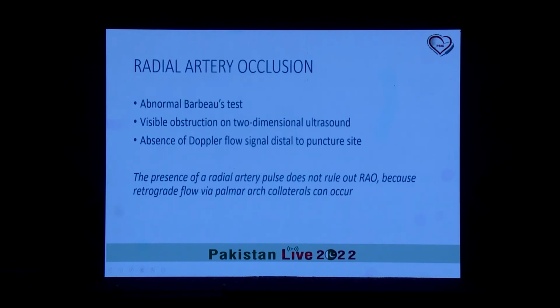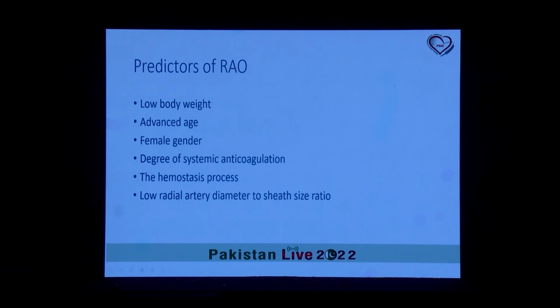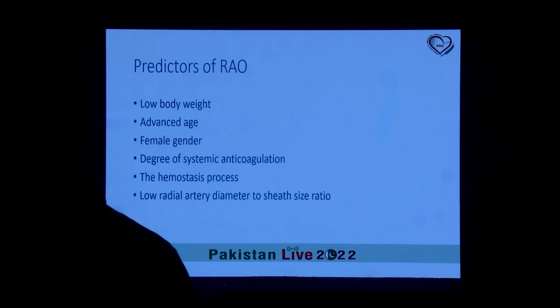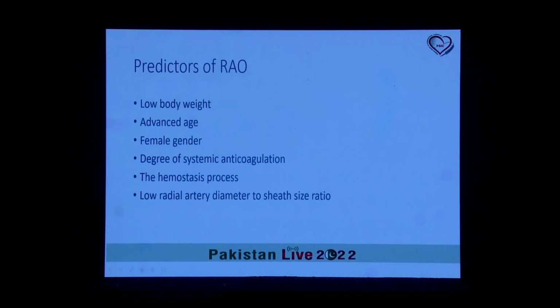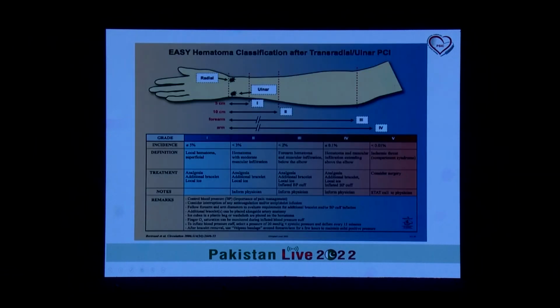Radial artery occlusion, to prevent this, we use Allen's test or Barbeau's test. Everybody knows that, to see the saturations and the blushing of the hand after occlusion. The predictors are low body weight, advanced age, female gender, degree of systemic anticoagulation, hemostasis process, and again low radial artery diameter. Management is, we use heparin in every procedure of transradial access.